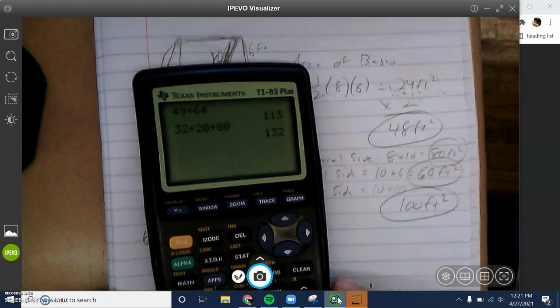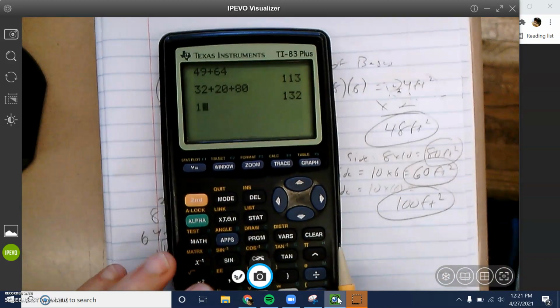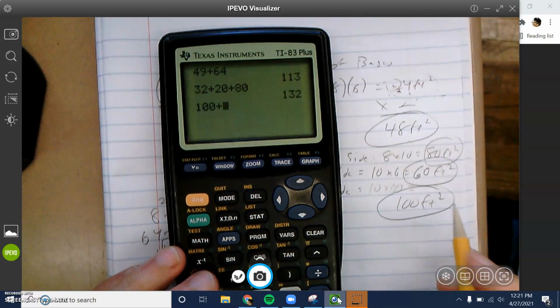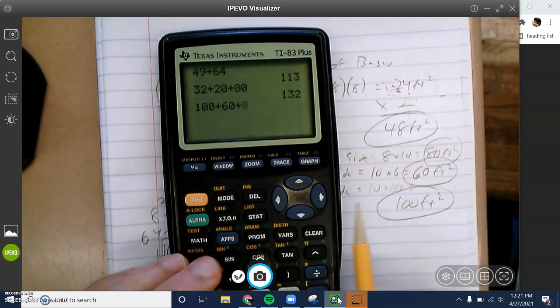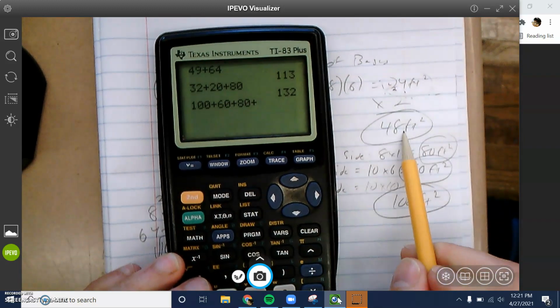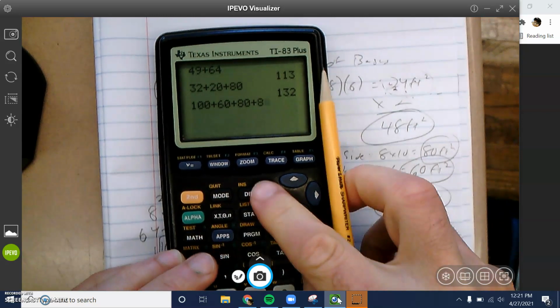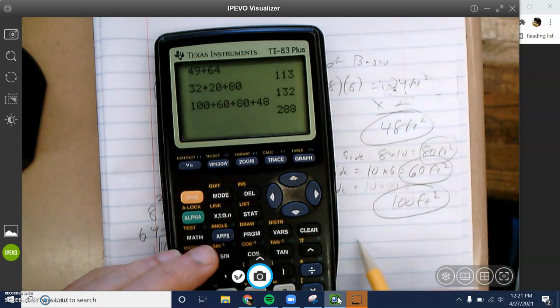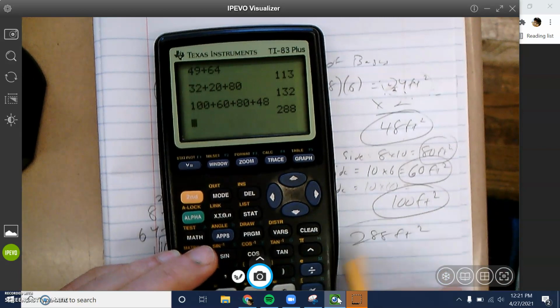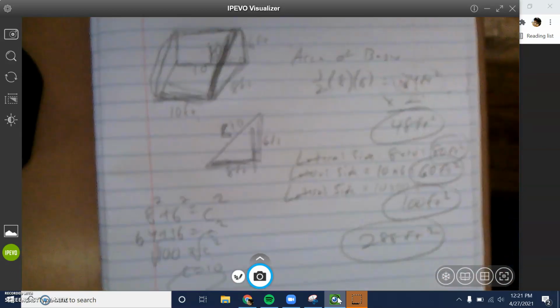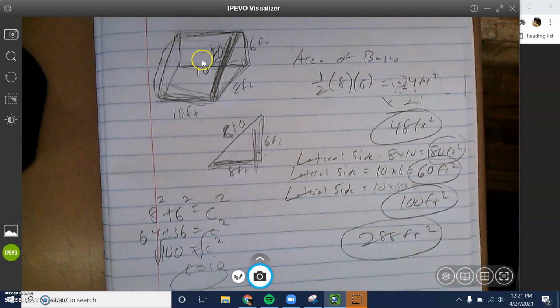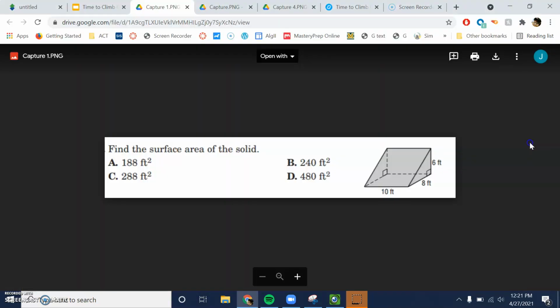There we go. Okay. So add them all up. 1 rectangle plus 2 rectangle plus 3 rectangle plus the 2 triangles together is 48, which is 288 feet squared. There we go. All 5 faces, 3 rectangles, and 2 triangles. So C is the answer. Good work.